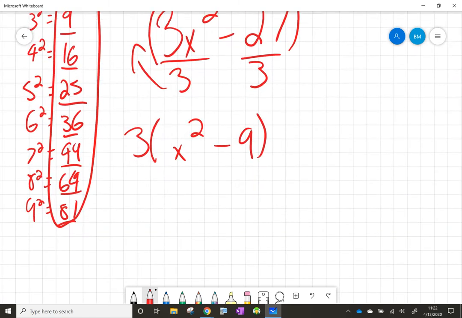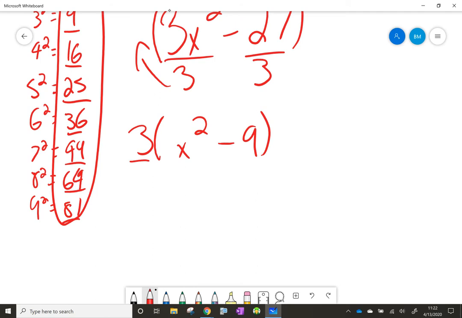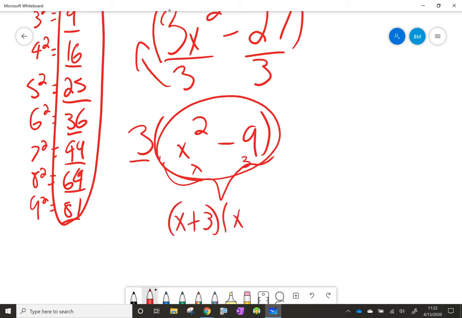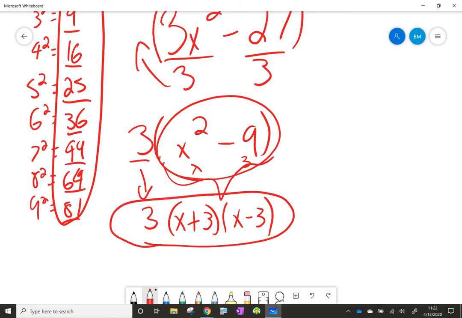And now, with the 3 factored out, this is now a difference of squares problem because both terms are squares, which means I can continue factoring the rest of this into, well, the square root of x squared is x, and the square root of 9 is 3. So that would factor into (x + 3)(x - 3). But of course, don't forget the GCF is still going to be lingering on the outside there. So this would be your final answer for a problem like that.